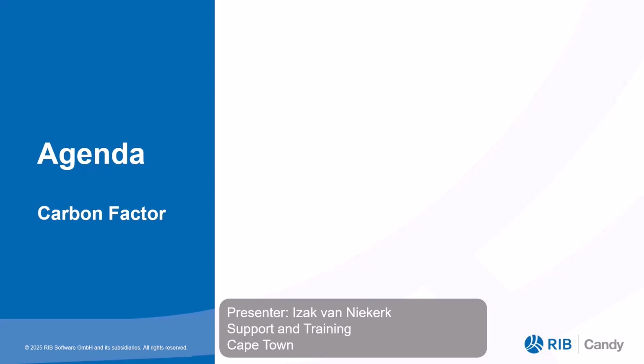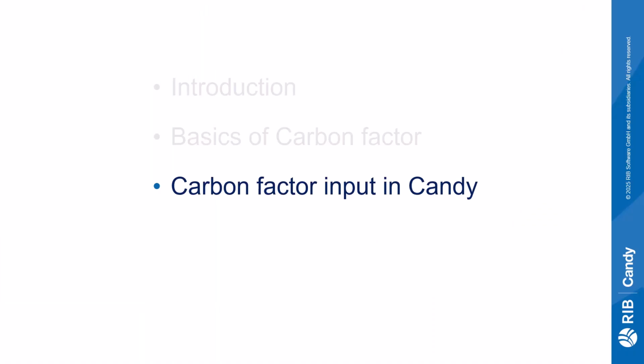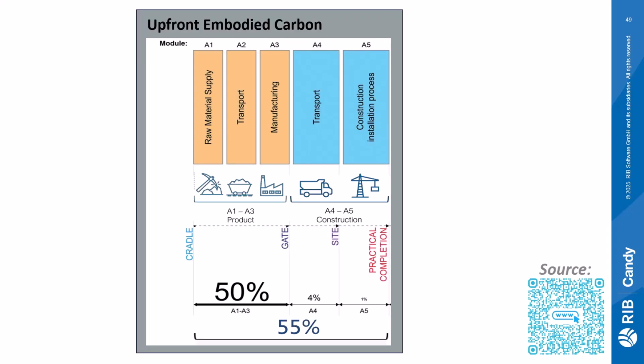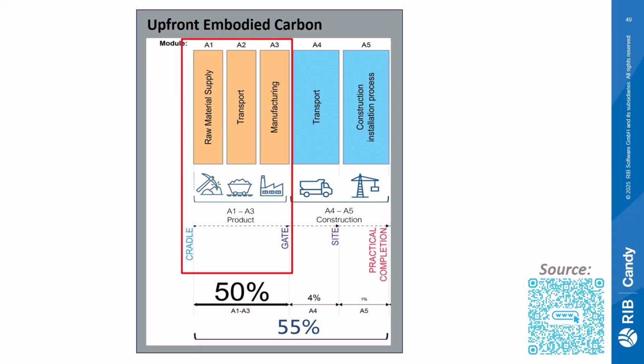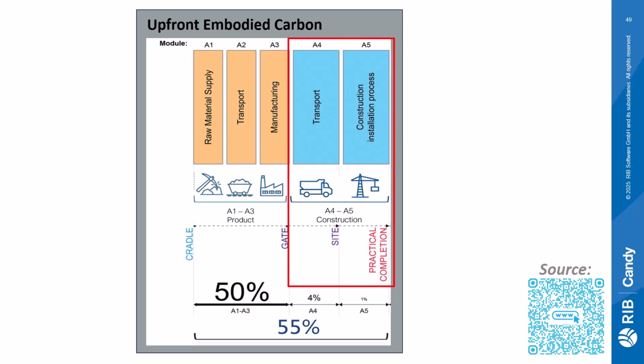Today our focus is on the innovative feature in Caneco's project control software that assists in the calculation of the carbon factor for projects. Let us explore how the project control software supports the estimating of carbon factors for a project. Candy focuses on the upfront embodied carbon, specifically the product stage, which is modules A1 to 3, as well as the construction stage, which is modules A4 to 5.